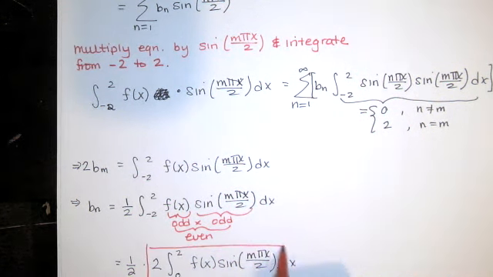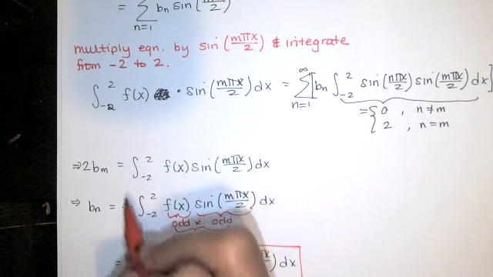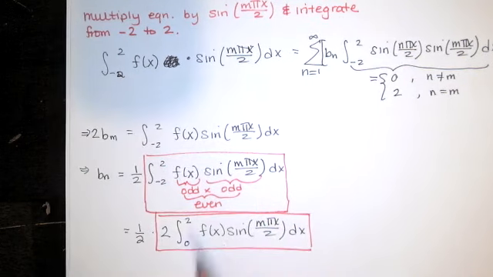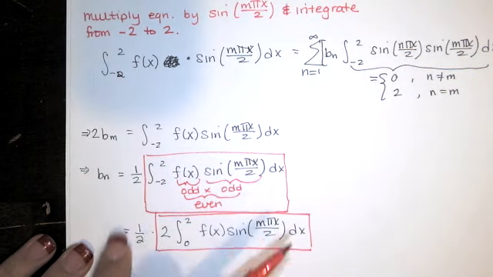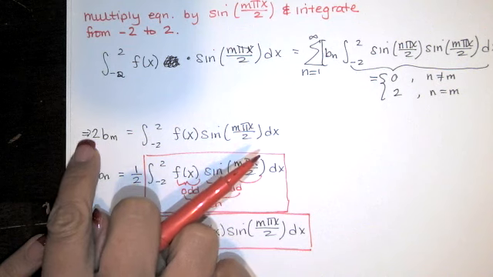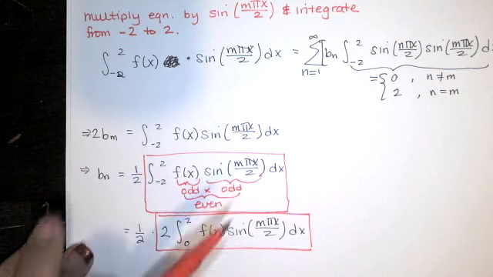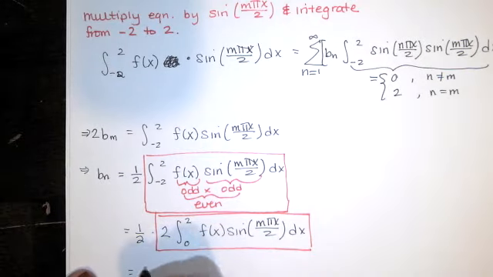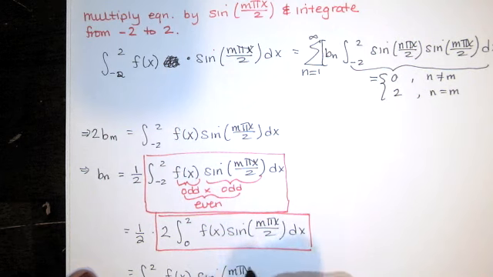This part comes from the fact that we have the integral over a symmetric interval of an even function. And that 1/2 is the 1/2 from over there. That's the L that was multiplying the b sub m on that side. So 1/2 and the 2, of course, reduced to 1. And we end up with the integral from 0 to 2 of f times sine of m pi x over 2.